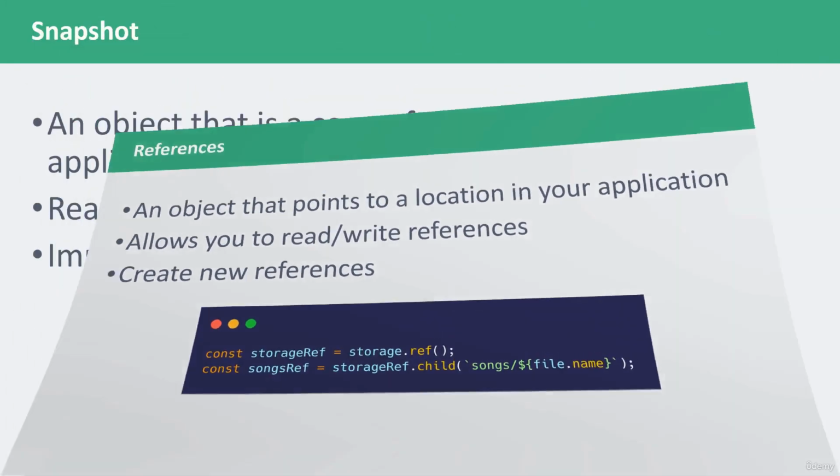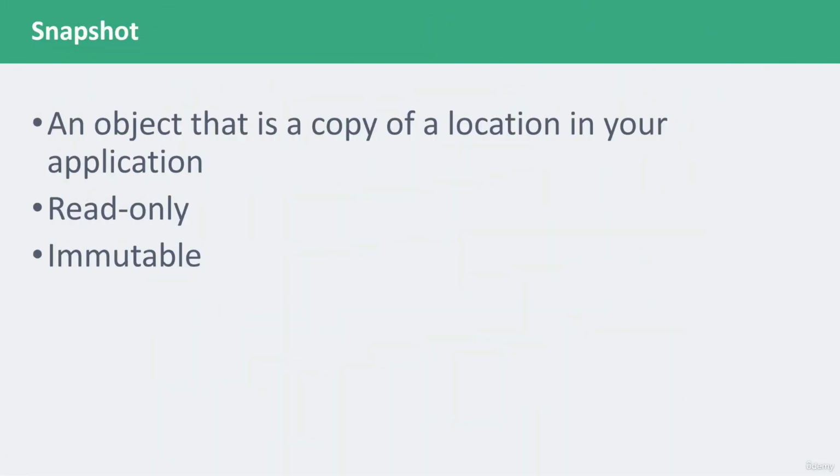Next, let's talk about snapshots. Snapshots are objects that are a copy of a location in your application. They're read-only and are immutable. Immutable means they can't be updated. If you were to attempt to update a snapshot, those changes wouldn't be reflected in Firebase.